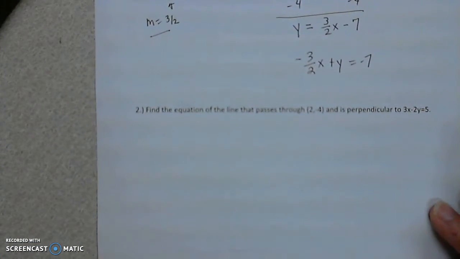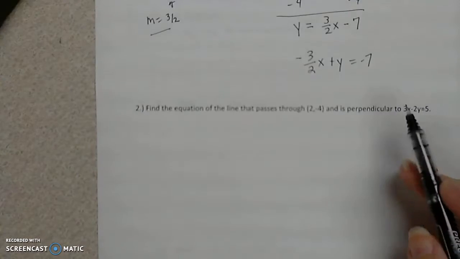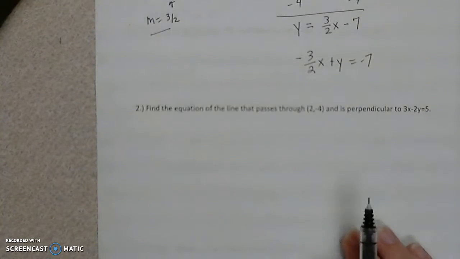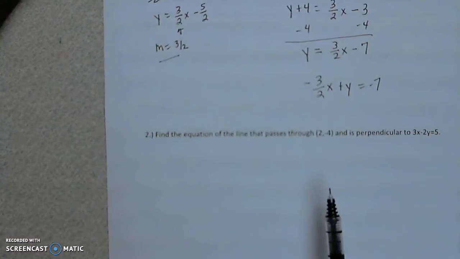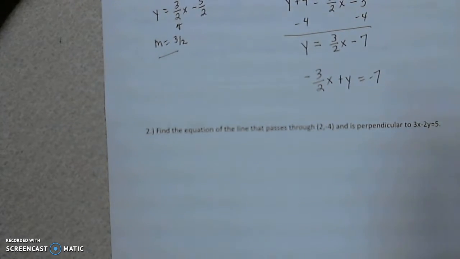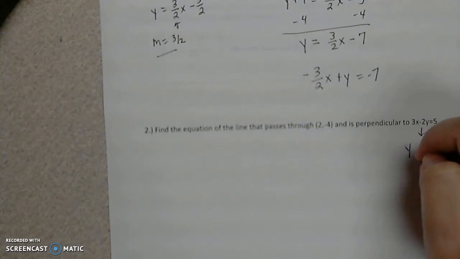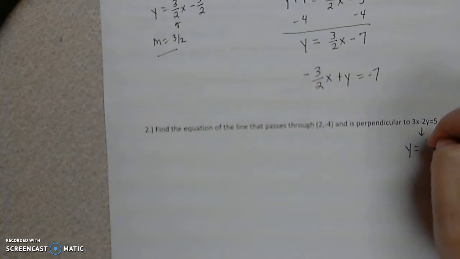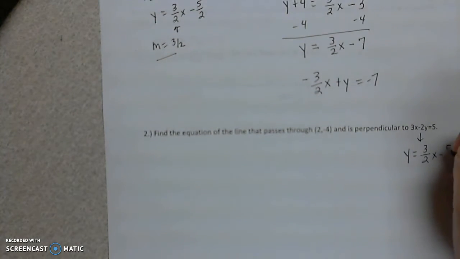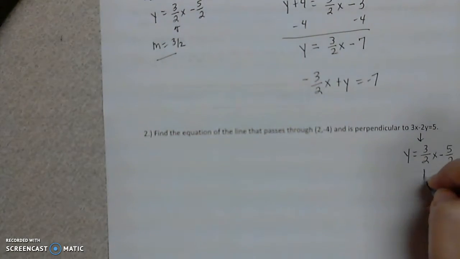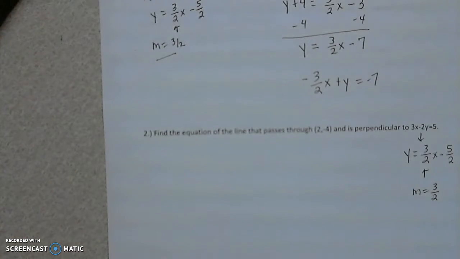If I wanted to write an equation of a line that passes through that exact same point in the previous problem, but this time it's perpendicular to that exact same equation we used up there, I'm not going to solve this out. I'm just going to rewrite it how we did in the problem above. Write it in slope-intercept form, and we said that it was 3/2 x minus 5/2. The slope of this line is positive 3/2.